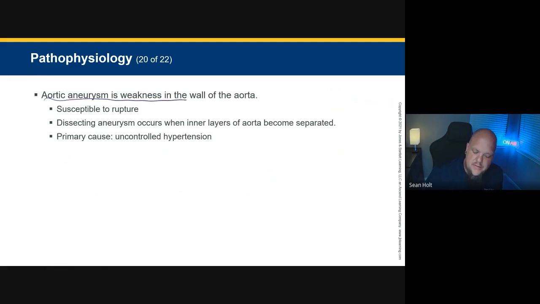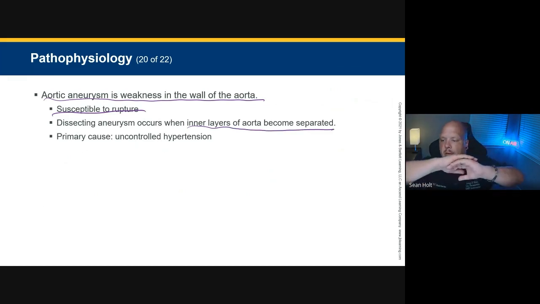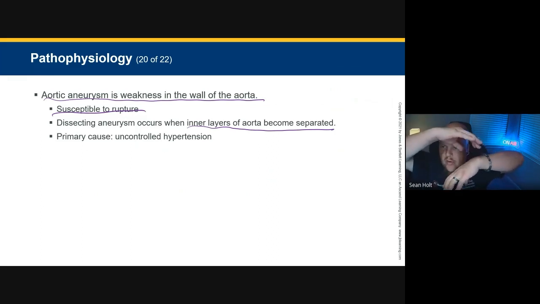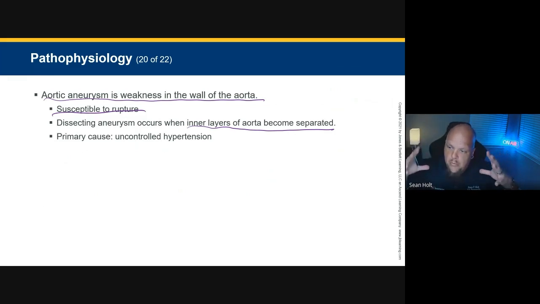Aortic aneurysm is a weakness in the wall of the aorta. It is susceptible to rupture. And a dissecting aneurysm occurs when the inner layers of the aorta become separated, like I talked about. The layers of a vessel have multiple layers. Well, if one of them starts to peel away from the other one and it starts to fill up with blood in between those two walls, it's going to be a bubble, right? And with a bubble, the walls get thinner and thinner and thinner. The thinner the wall is, the more likely it is to rupture.